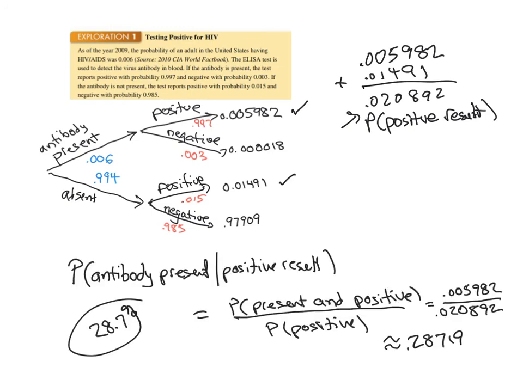So the math shows us that if a person gets a positive test result, the probability that the antibody for AIDS is actually present, in other words, that they're actually infected with HIV/AIDS, is only 28.7%. And that means that more than 70% of people who get a positive test result for AIDS using this particular test actually do not have it, and have to go on for a further, more accurate test.